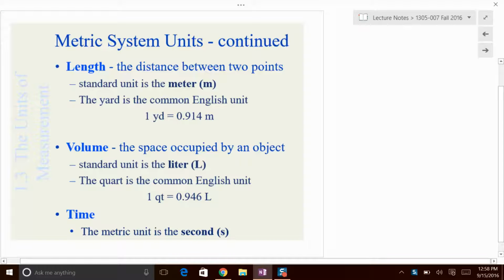So continuing talking about the metric system, units in the metric system, these are pretty basic units that we would use in science. Length, you would use the meter. In the English system, it's the yard. The liter, or a quart in the English system, and then seconds. Seconds are pretty standard. So these are the units of length, volume, and time that we would use.